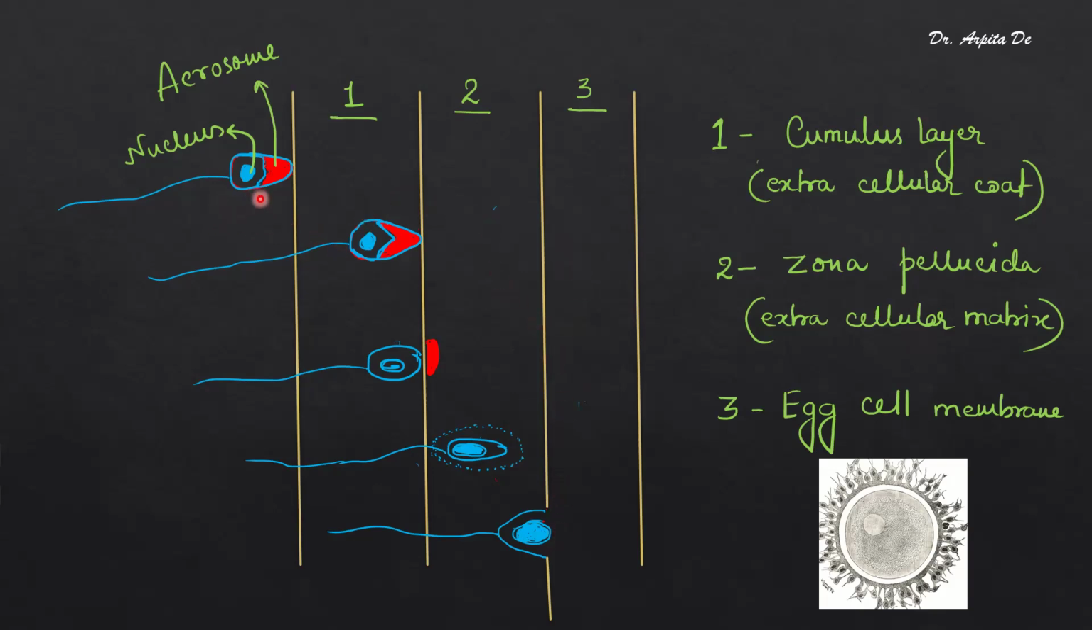The sperm comes and gets associated with the first one, the cumulus layer. Then it travels a little deeper. Acrosome reaction happens here, and finally it gets access to the cell membrane, which is digested, and the sperm goes inside to fuse with the egg nucleus.